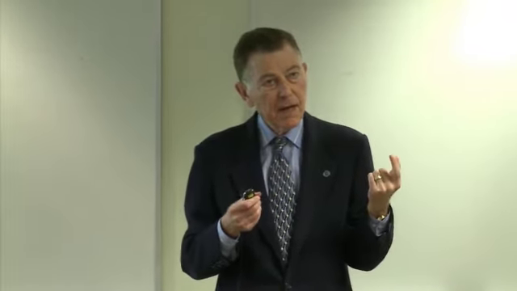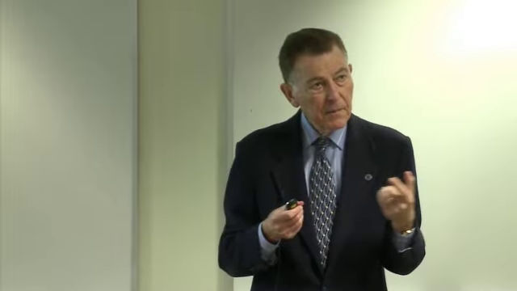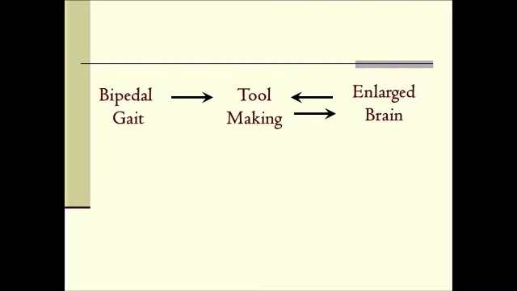That requires advanced intelligence. And so a positive feedback loop was established between tool making and enlarged brain. Among our ancestors, those who were able to make better tools, more useful tools, had a better chance of surviving and procreating. Those who were smarter survive better, they make better tools, again smarter and more tools, better and better tools. So that's my argument for the enlargement of the brain.